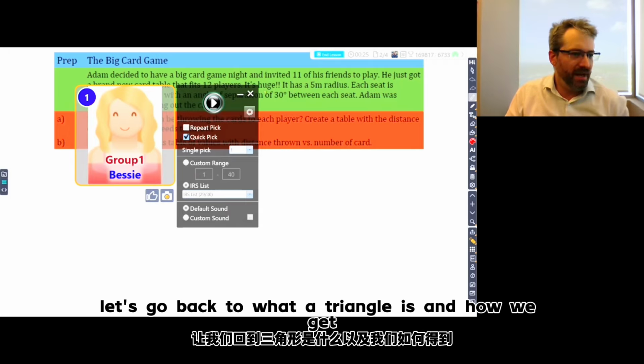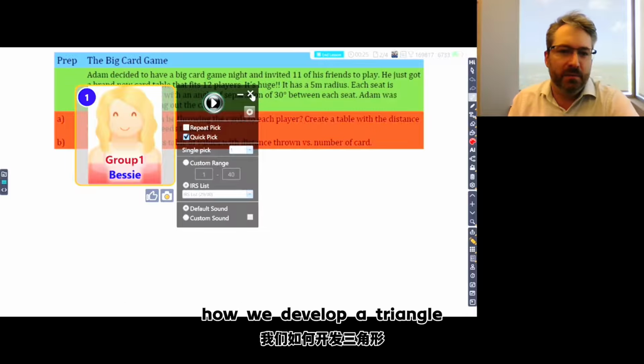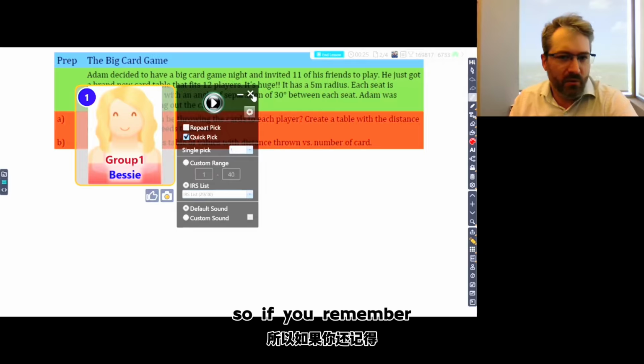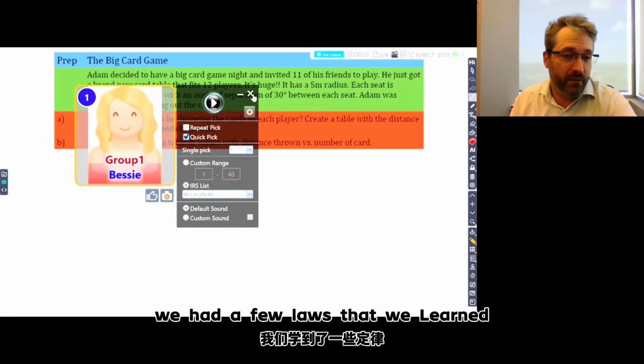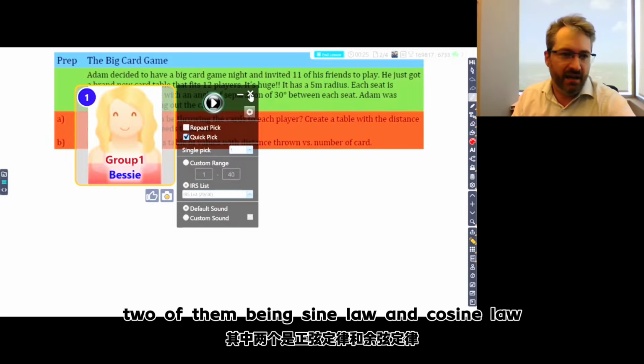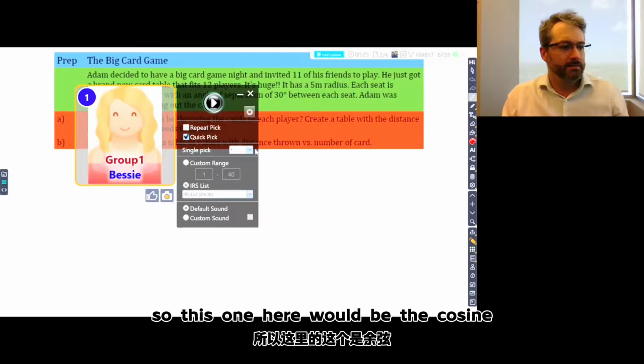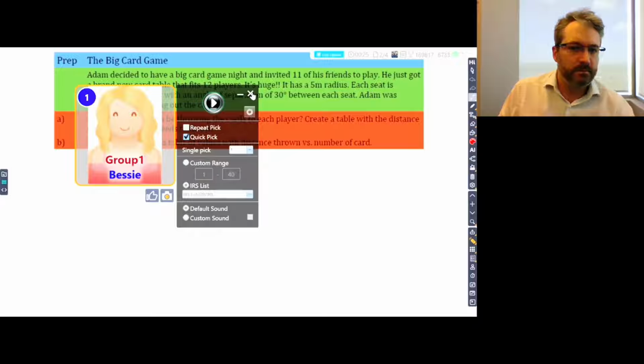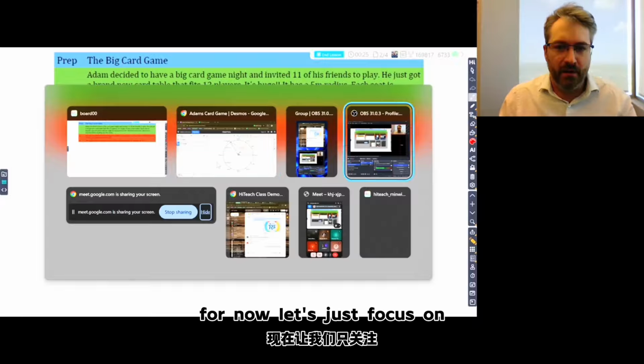Let's go back to what a triangle is and how we develop a triangle. If you remember, we had a few laws that we learned about trigonometric functions, two of them being sine law and cosine law. So this one here would be the cosine law.